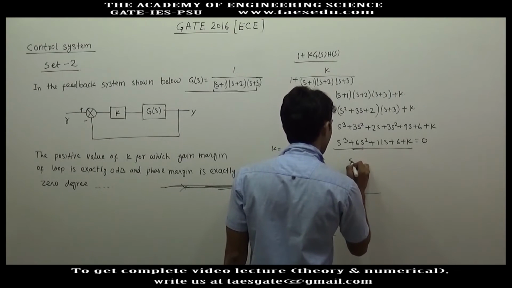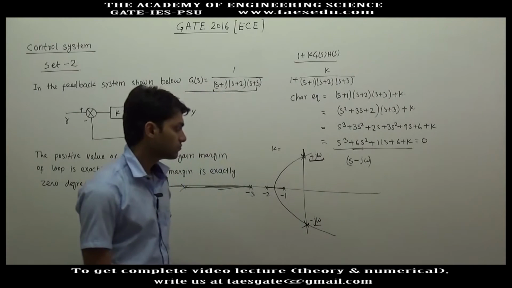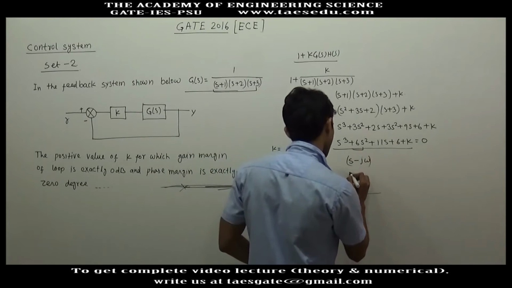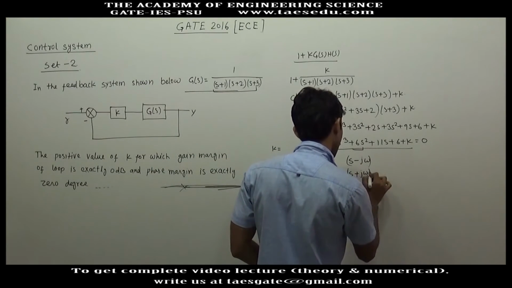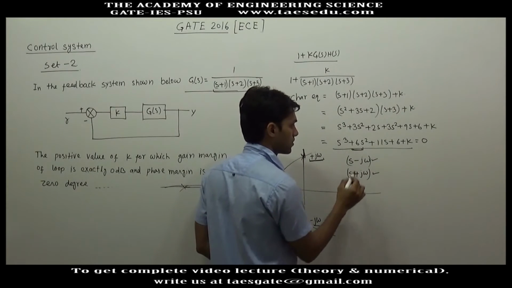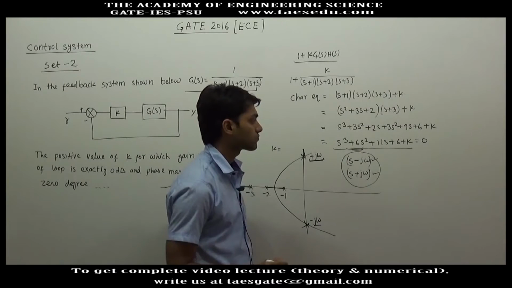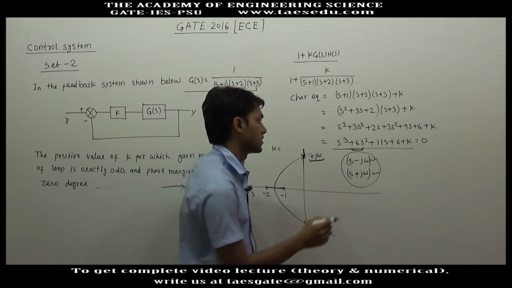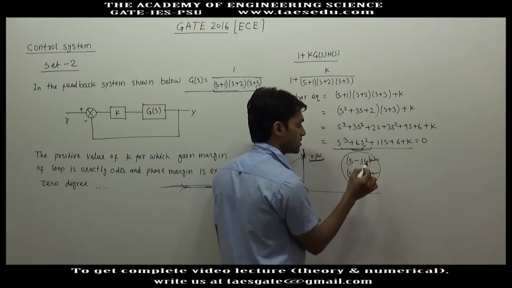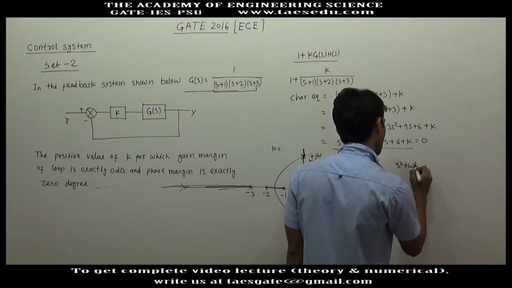So this equation has to be divisible by s minus j omega. Similarly, this is also a solution of this equation, so this equation has to be divisible by s plus j omega. If this equation is divisible by both of these, then if you divide it by the product of these two, you will again get remainder as 0. The product will be s square plus omega square.